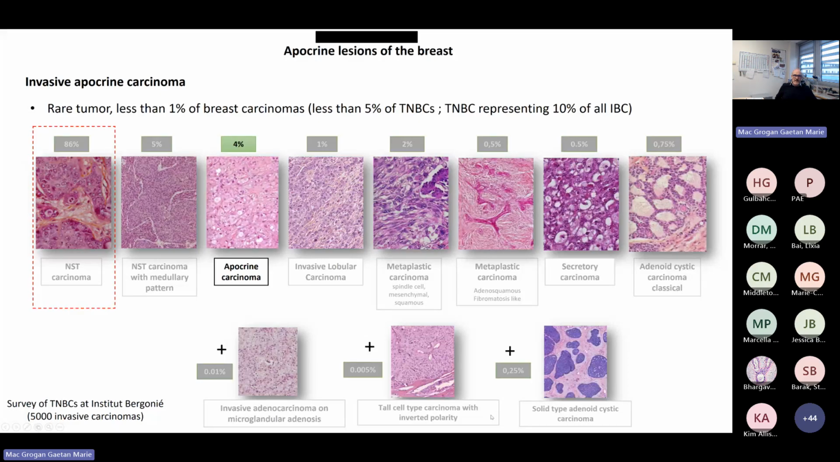Now let's move on to invasive apocrine carcinoma. Invasive apocrine carcinoma is a rare tumor. It represents less than 1% of breast carcinomas. On this slide, I represented all the different histological types of triple-negative breast cancers. So apocrine carcinomas represent less than 5% of TNBCs in our series, TNBC representing 10% of all invasive breast carcinomas in a survey that we did on 5,000 invasive carcinomas in our institute. So the triple-negative form of apocrine carcinoma is a rare lesion.